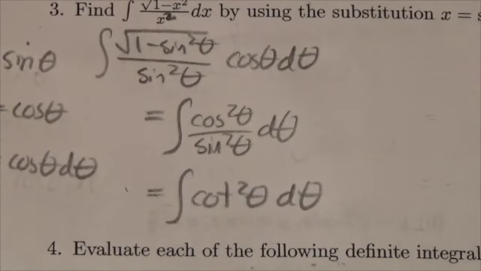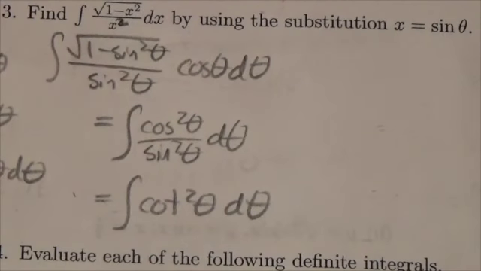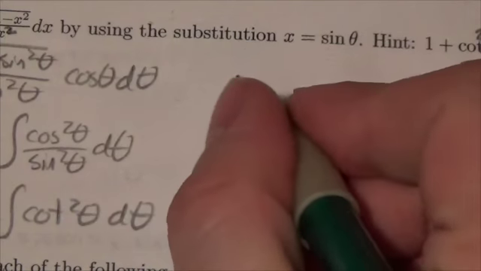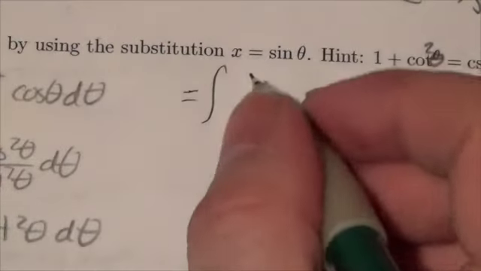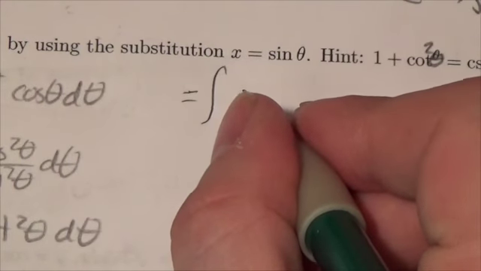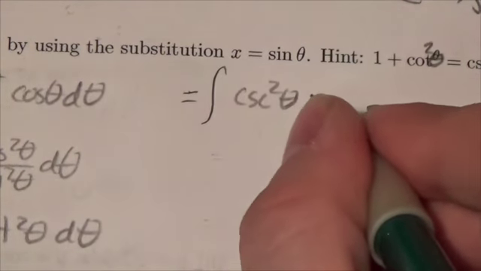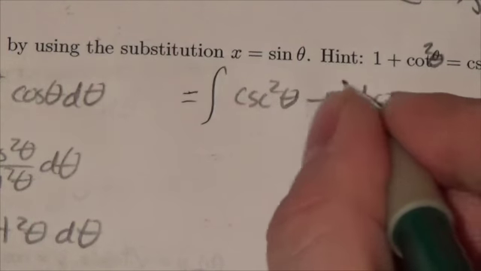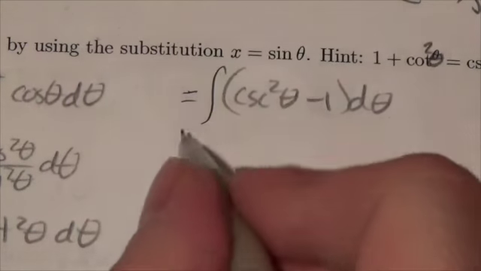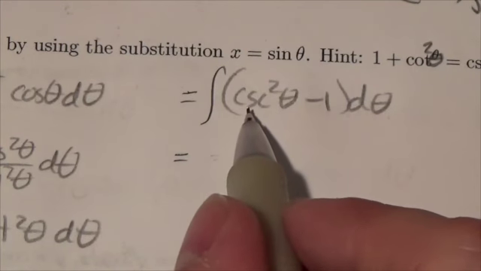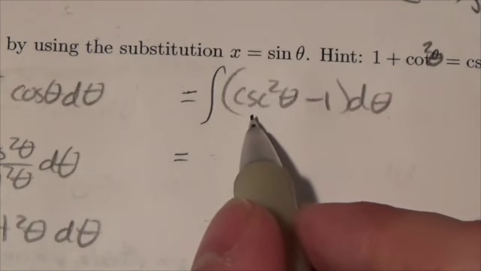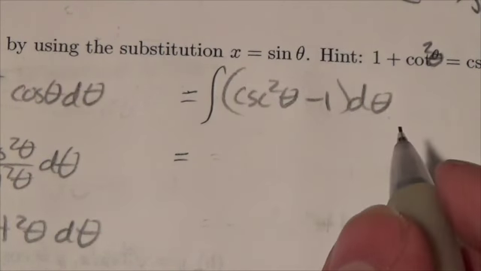Now, off the top of my head, I don't know what that is. But we can make an identity substitution. That's what's given to us in the question. We know that that's going to equal the cosecant squared of theta minus 1 d theta. That's what cotangent squared is. And this is a little bit easier because I do know what the antiderivative of cosecant squared is, because I know that the derivative of cotangent is going to be cosecant squared.